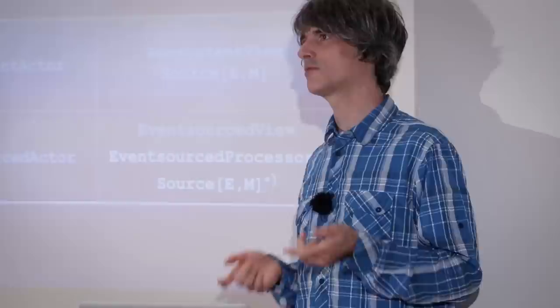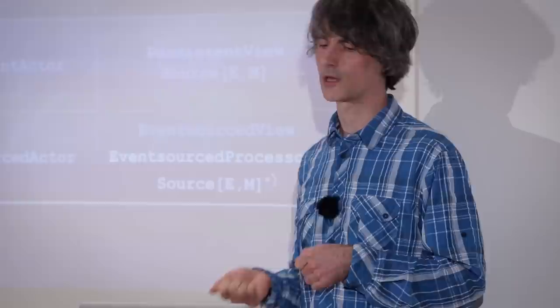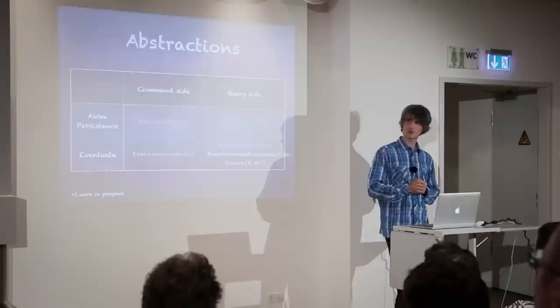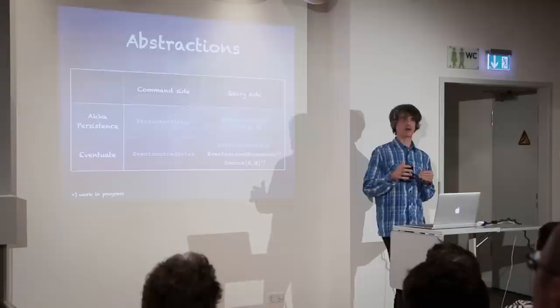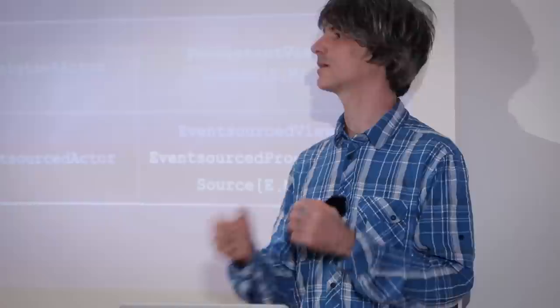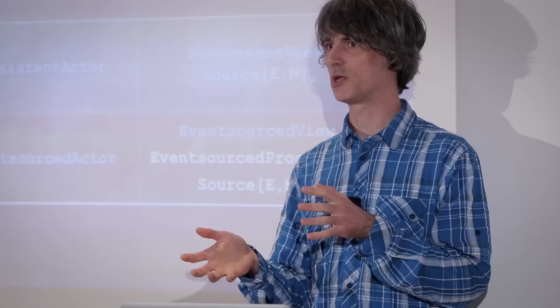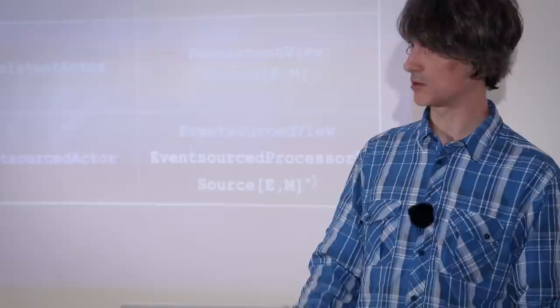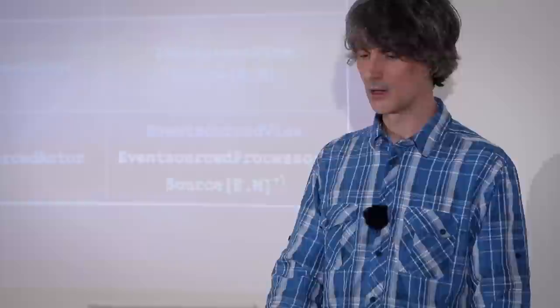On the query side, in Akka Persistence, it's the persistent view. Persistent view is meanwhile deprecated in Akka 2.4 and has been replaced by an Akka Streams API. In any case, these abstractions are mainly used to read events or to aggregate events from event logs. They do not influence how applications use these events to create read models or to store read models in a query database. Akka Persistence and Eventuate don't make prescriptions on the query side.